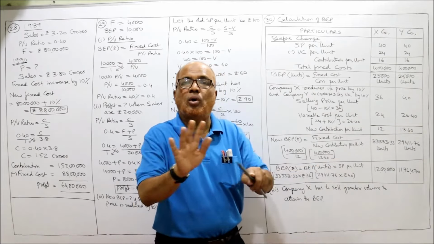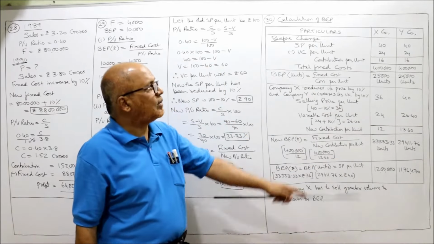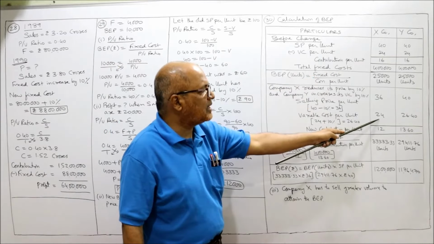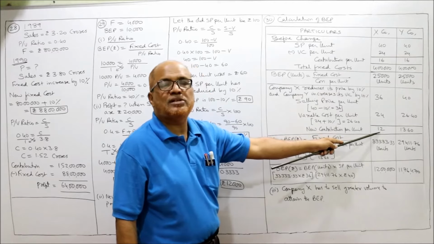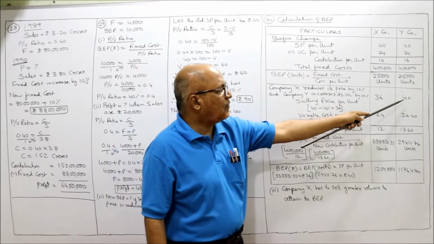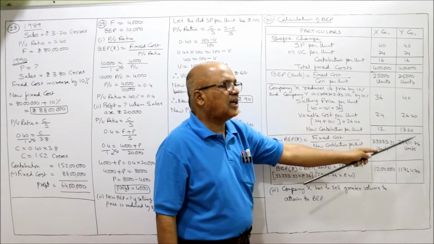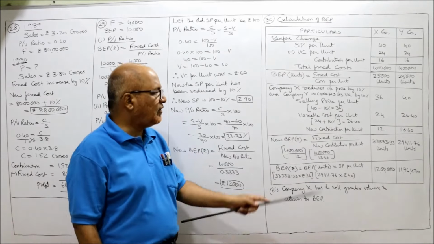Company X no change in variable cost. How much is the variable cost? 24. 24 remains same. Now subtract. 36 minus 24, 12 rupees is the contribution per unit of company X. Here 40 minus 26.4, 13.6 is the contribution per unit of company Y. Now we can calculate BEP.